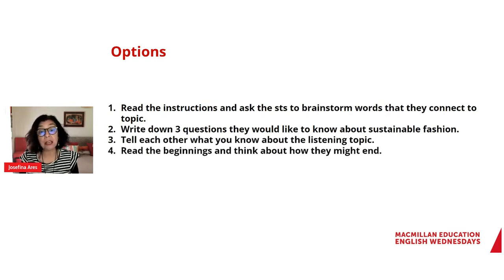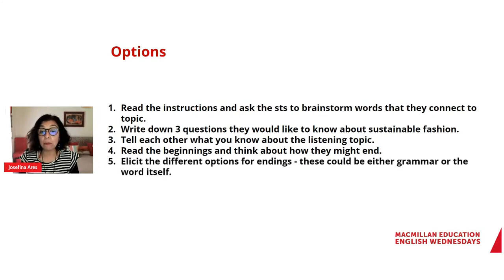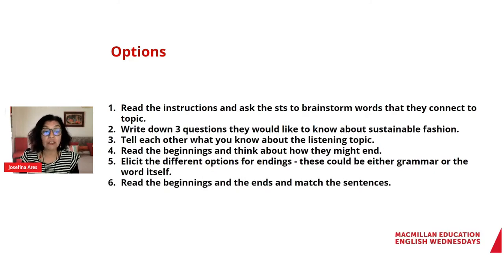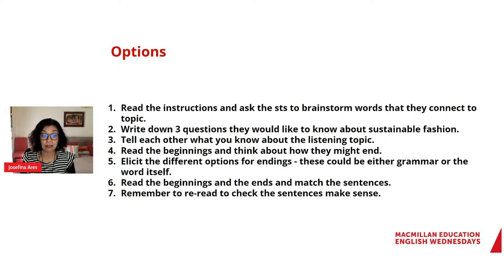Then read the beginnings and think about how they might end. Could be grammatically or just in words, okay? How they think it may end. 5, elicit the different options for endings. These could be either grammar or the word itself. So you can elicit that onto the whiteboard, get ideas from the students. 6, read the beginnings and the ends and match them like we did. And remember to reread to check the sentences make sense. So obviously the sentences have to be grammatically correct, but they also have to make sense, okay? And as you saw from doing that task, we were able to do it before even listening. Okay, and I'm absolutely sure that our answers are correct.